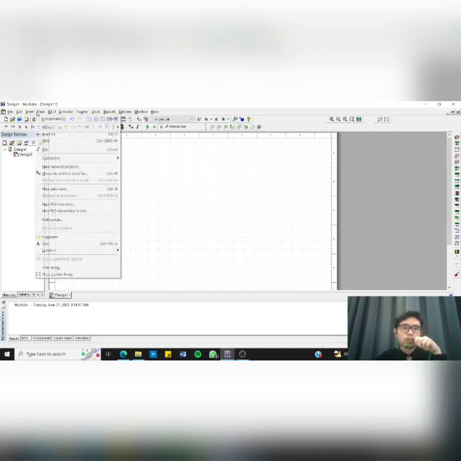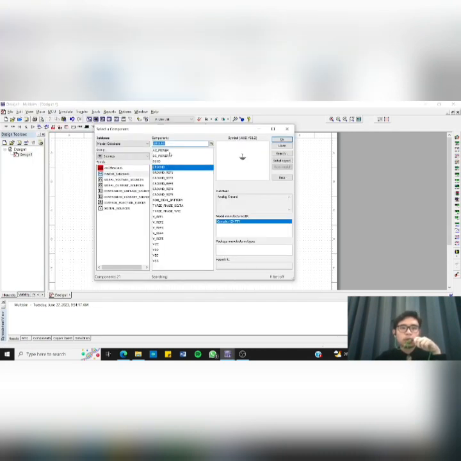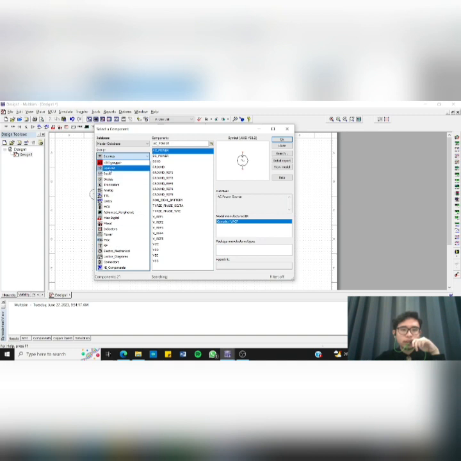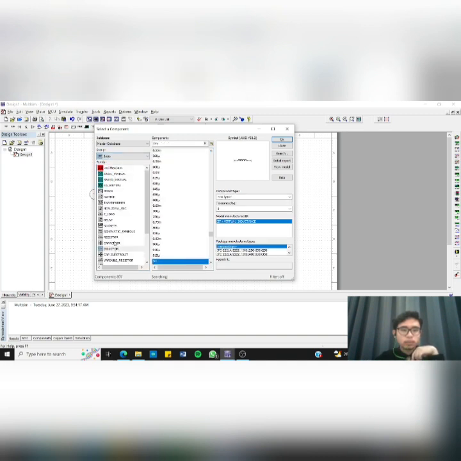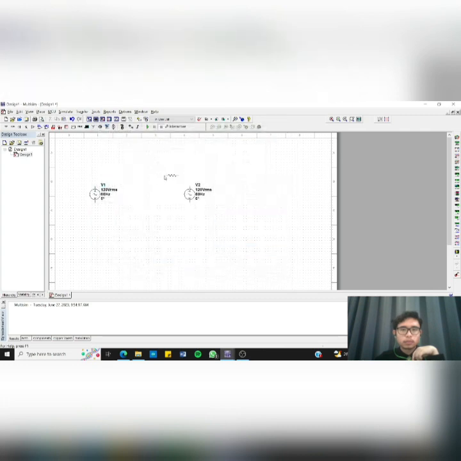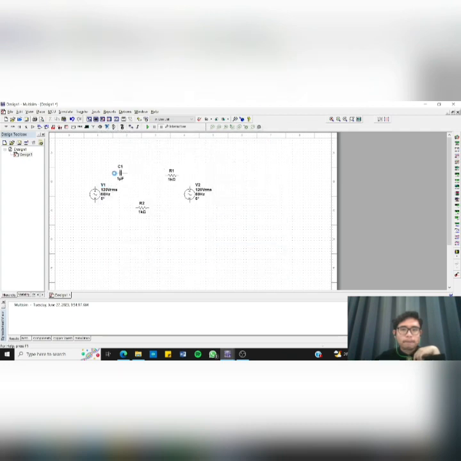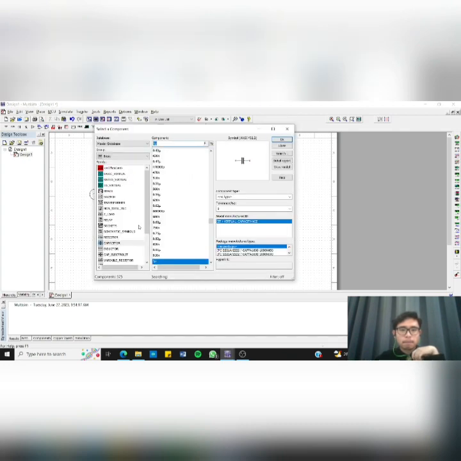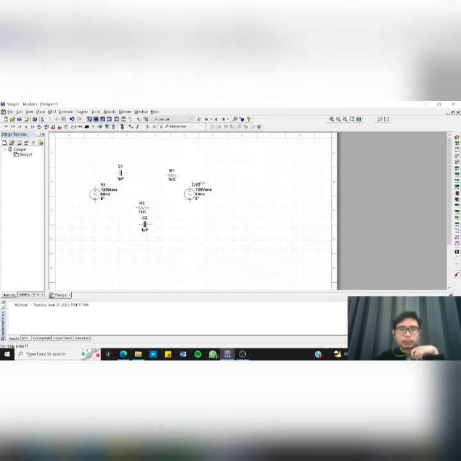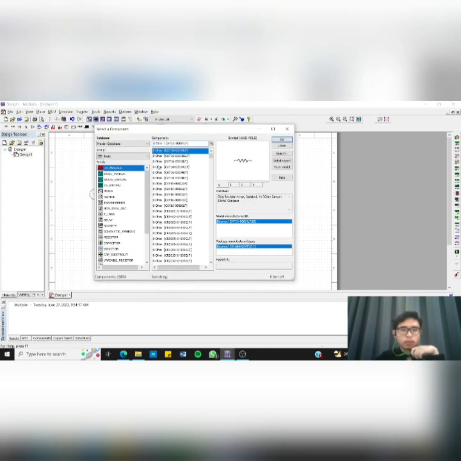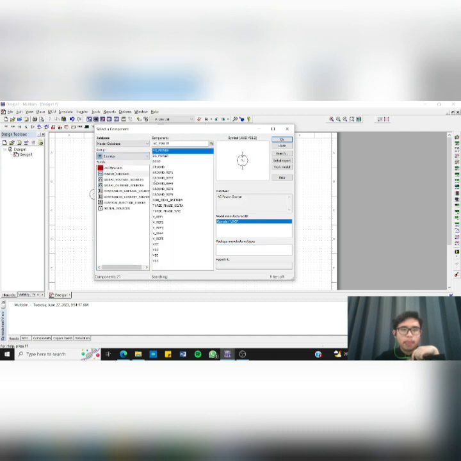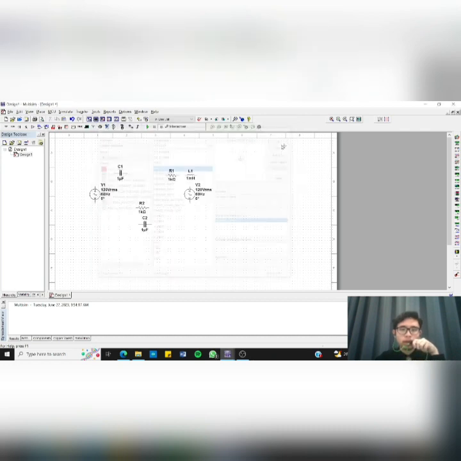Okay, firstly for the components, we must put two power sources, and then we must put two resistors, and then two capacitors, and then one inductor. And for the last component, we must put ground, and then we must connect all the components.